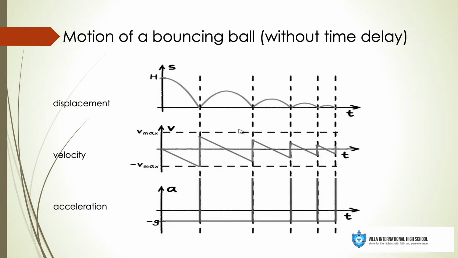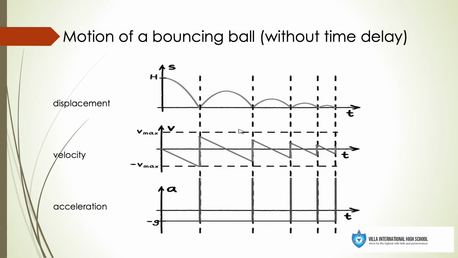There are two cases. In some cases there will not be any delay: the motion of a bouncing ball without any time delay. Time delay refers to when it hits the ground. Sometimes some balls will take some time to bounce once they are incident on the ground, while other balls rebound without any time delay. So if there is no time delay, how do the displacement, velocity and acceleration time graphs look?